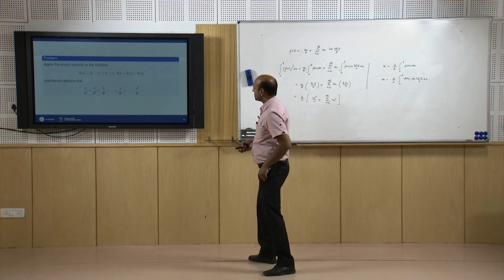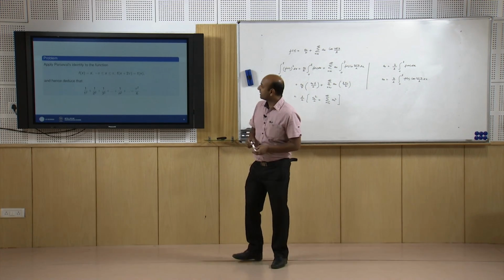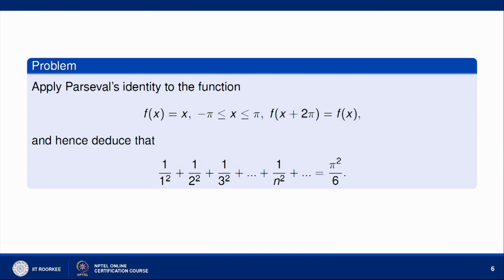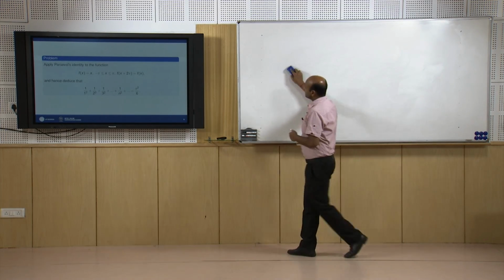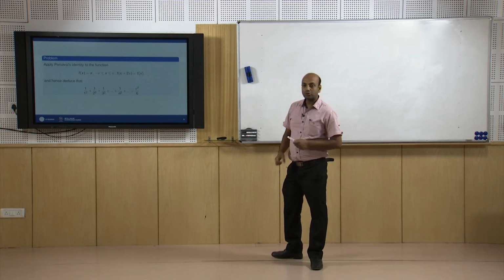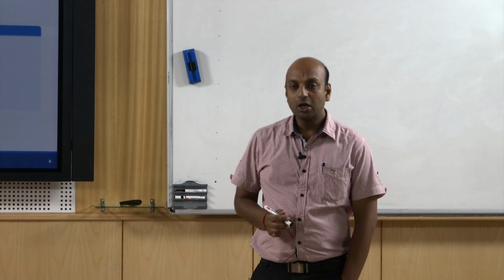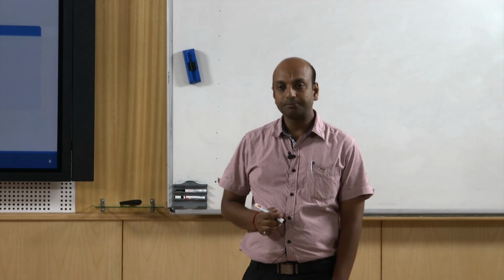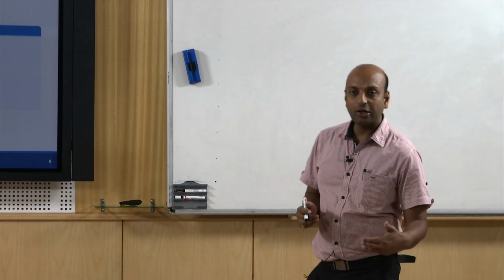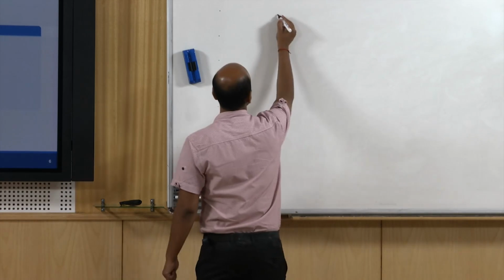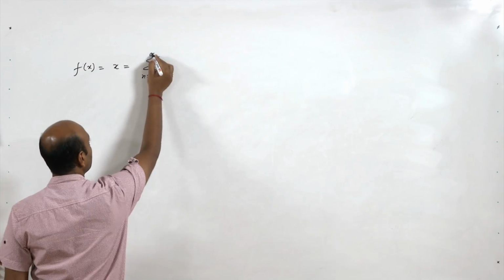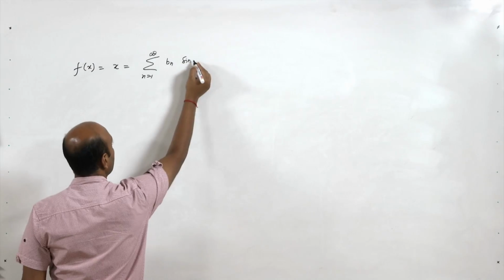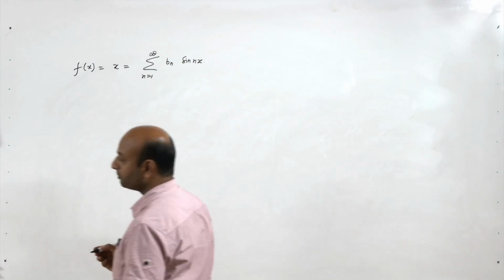Now, let us solve a few problems based on Parseval identity. Apply Parseval identity to this function and deduce that this is equal to this. So, this series we have to find out using Parseval identity. Now, f(x) equal to x from minus pi to plus pi is an odd function. It will contain only sine terms, a sine series; a naught and a n are 0. So, f(x), which is equal to x, will be the summation n from 1 to infinity of b n sin(n x), because L is pi.